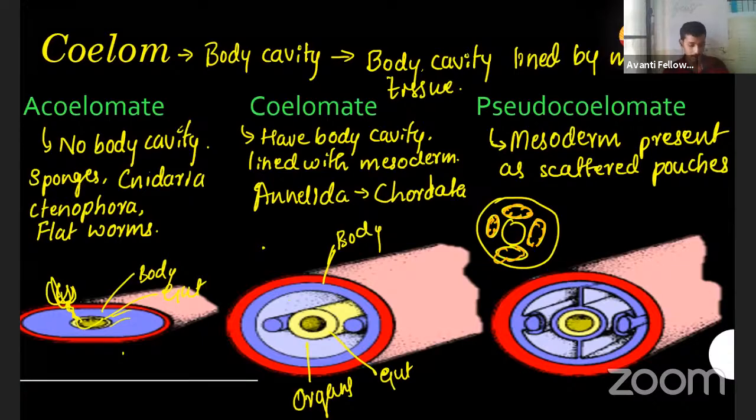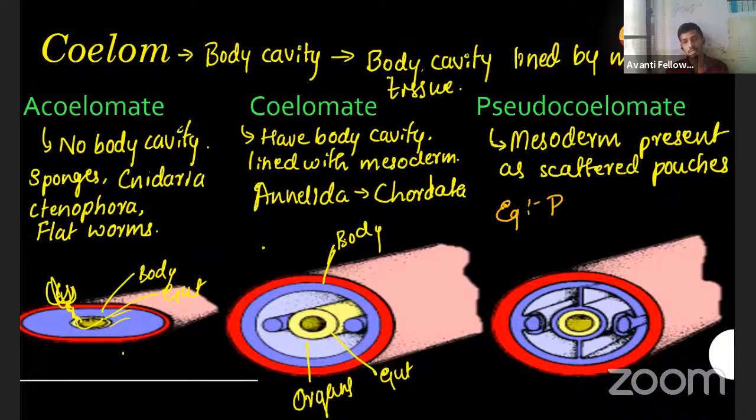Then what is the example? Can you guys give me the example? We completed some of them in acoelomate, we completed some of them in coelomate. What is left? Just write down here. Yes, the correct example is Aschelminthes, or roundworms. Right, roundworms.